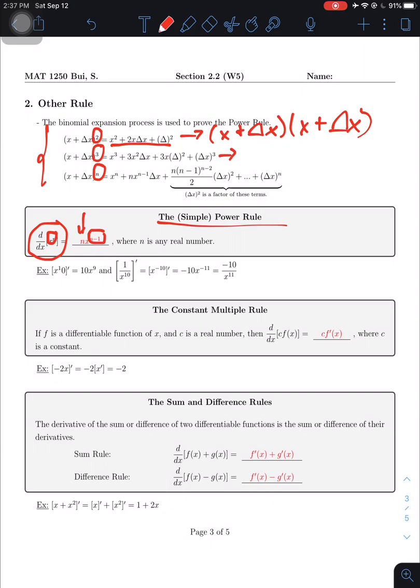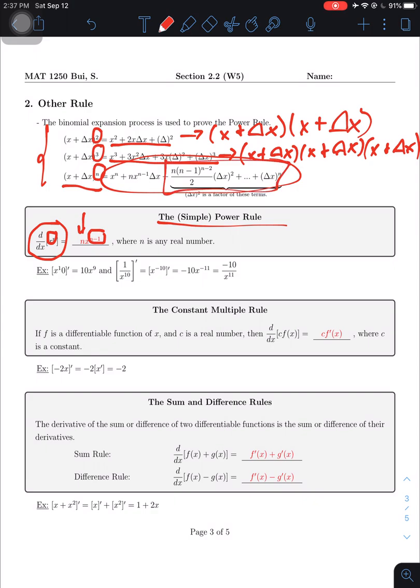Similarly, we have 3 groups of x plus delta x in here, but because it's to the power of 3, we have to multiply it by itself 3 times, right? So after all of that, you're going to get this result in here, okay? And let me finish writing this one down, okay? And then a similar procedure for this one, you're going to multiply x plus delta x by itself n times, okay? And you're going to end up having this result in here. And if you notice, the later terms are the ones that have delta x squared as a factor.